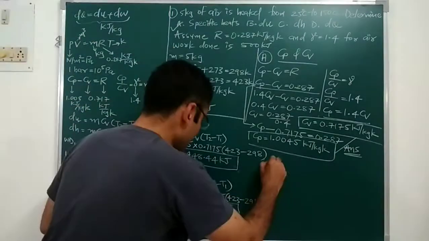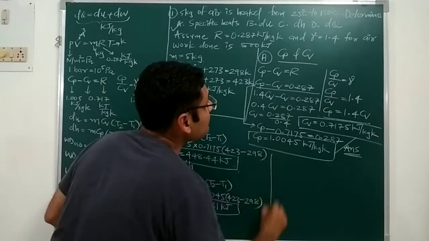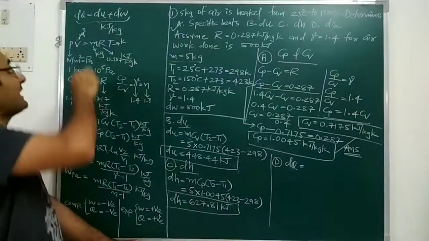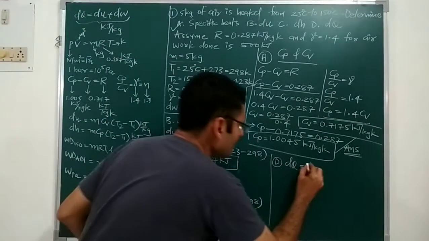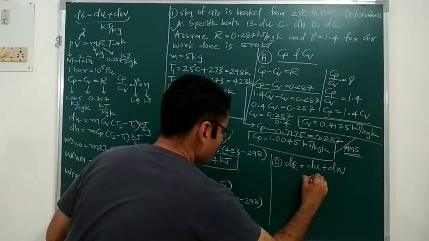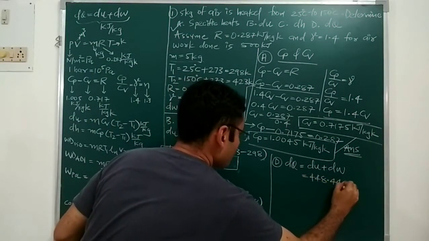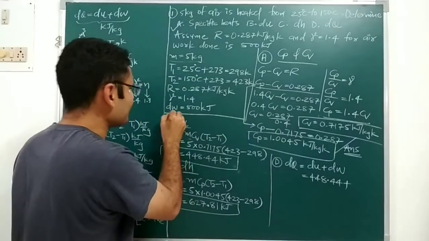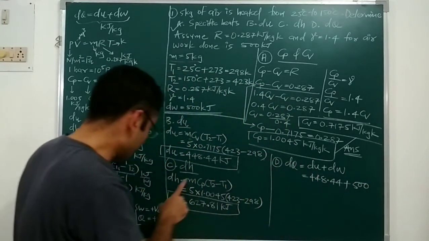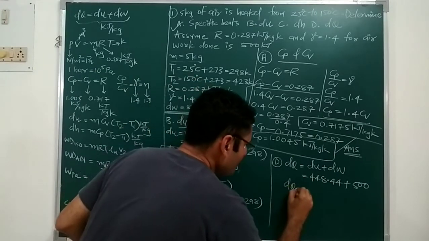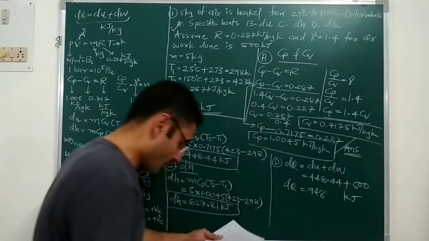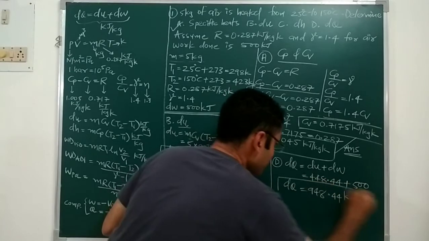And the last question is what? D. I will consider D as the heat transfer. Heat transfer you have to calculate, and to calculate heat transfer, dQ is equal to dU plus dW. Now the value of dU you have calculated, which is 448.44, plus the dW answer, the work done, which is given as 500 kilojoule, and dU is also in kilojoule. So the answer of dQ will also be in kilojoule. So the answer will be how much? It is 948.44.